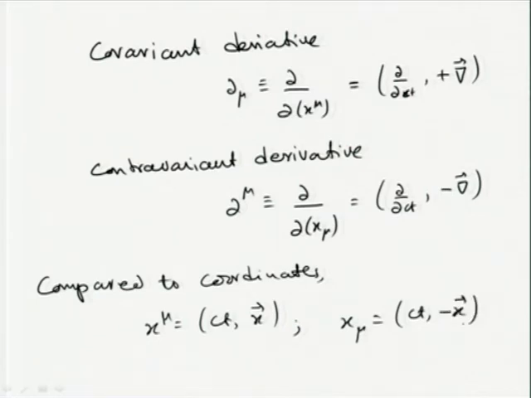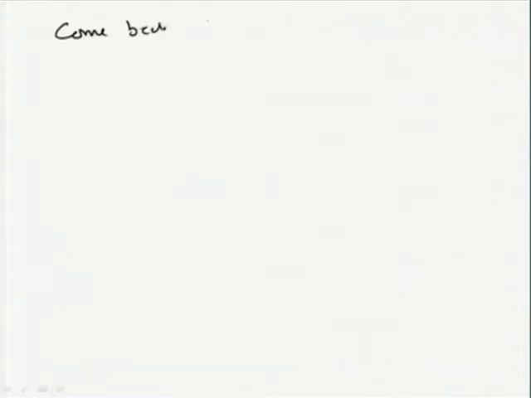Whereas, in the case of derivative operators, the covariant vector has a plus sign in front of the gradient operator, the spatial derivative part, and the contravariant derivative has a minus sign with respect to the time component. This is exactly the opposite in the case of coordinates x^mu and x_mu, covariant and contravariant. Now, let us come back to the Klein-Gordon equation.